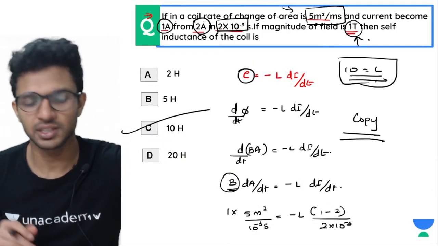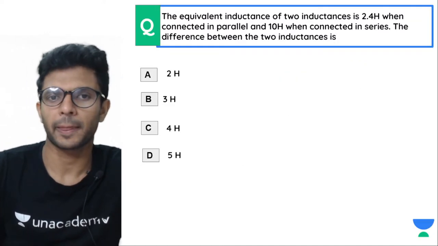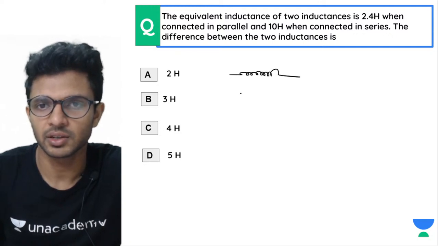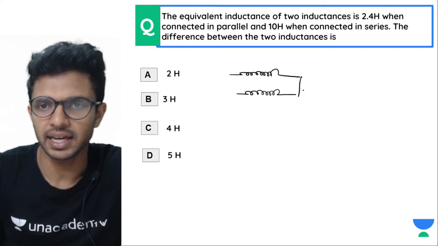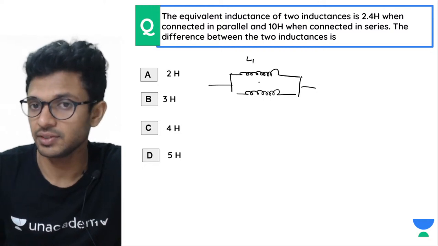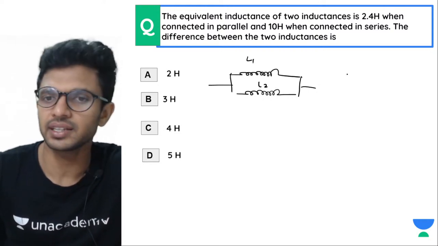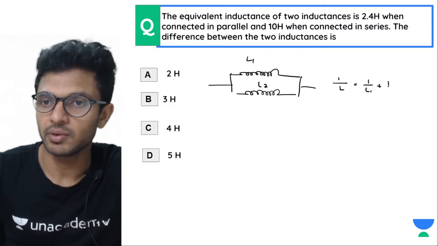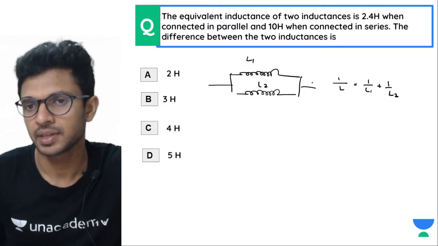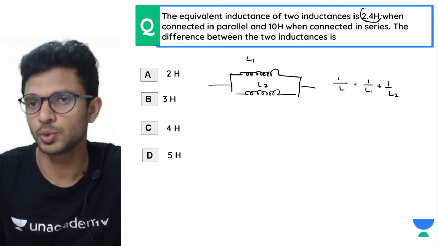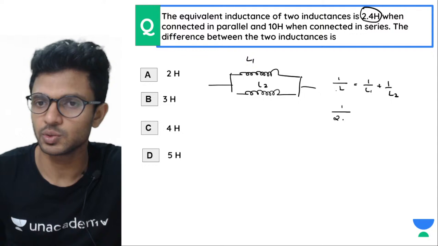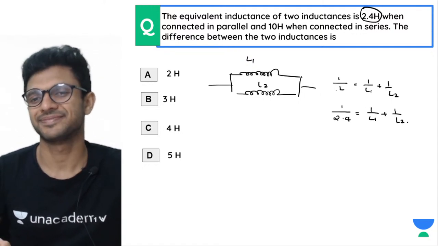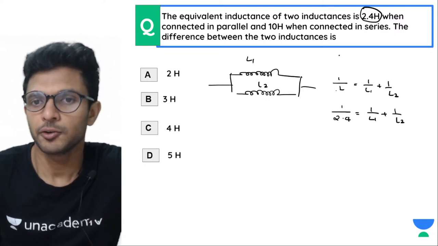Okay. Small question, right? See how to do this. Initially, we have 2 inductors connected in parallel, with values L1 and L2. How will you write the equivalent value? Connected in parallel, 1 by L is equal to 1 by L1 plus 1 by L2. What is the value of L given? 2.4 when they are connected in parallel. So 1 by 2.4 is equal to 1 by L1 plus 1 by L2. First equation.